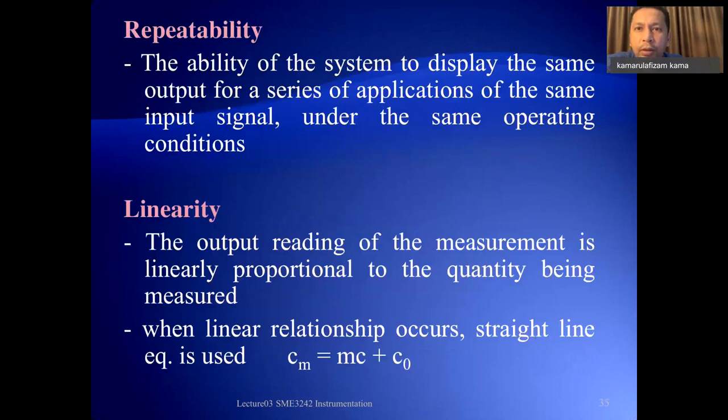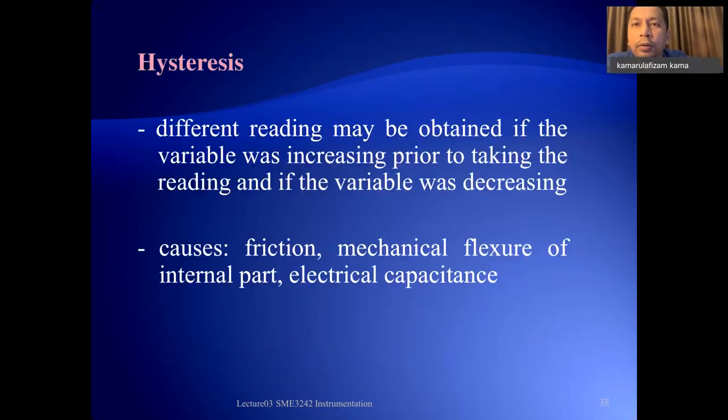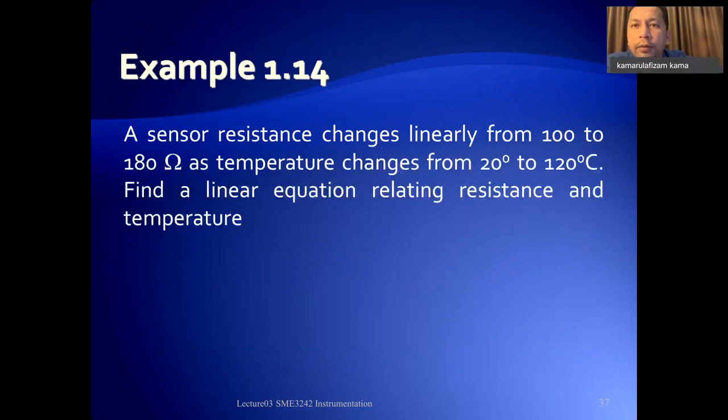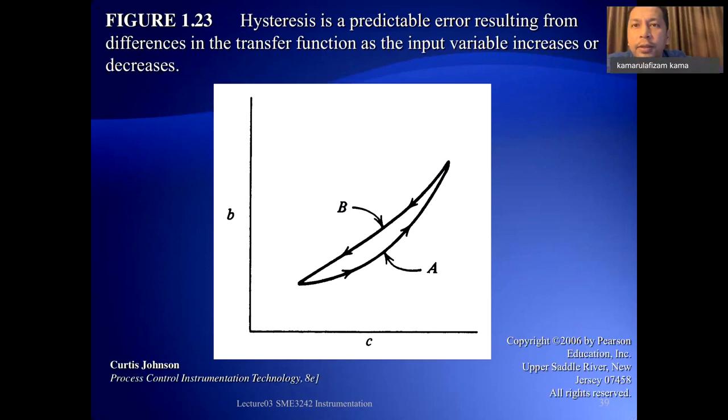As I mentioned here, when a linear relationship occurs, a straight line equation can be used. For example, Cm equals mC plus C naught. It's like y equals mx plus c, the same thing. So equipment that works in a linear state is preferred to equipment that works in a non-linear behavior. Okay, so you can take a look at this example yourself. All right, and then you have hysteresis.